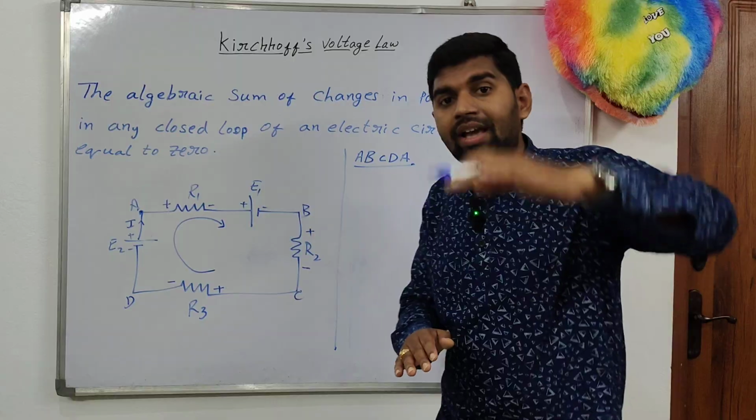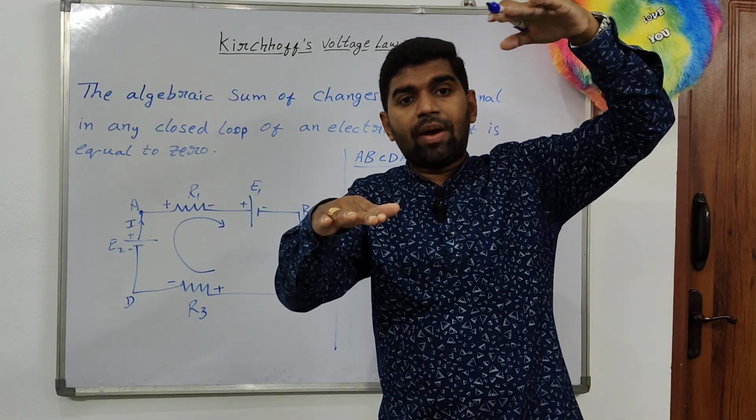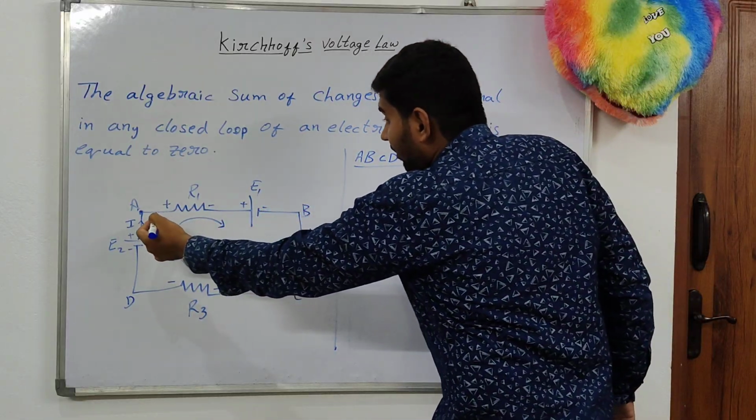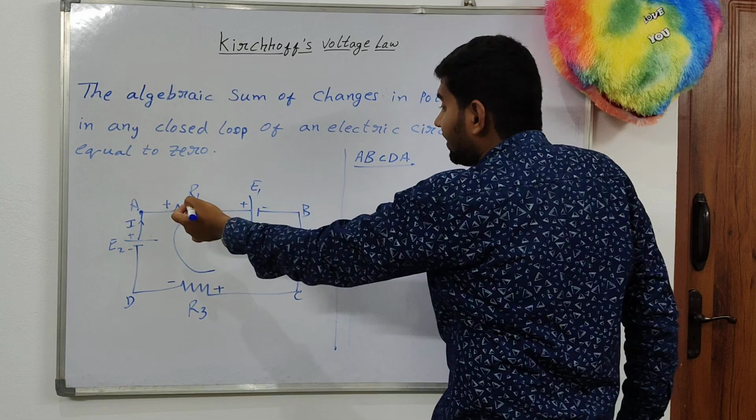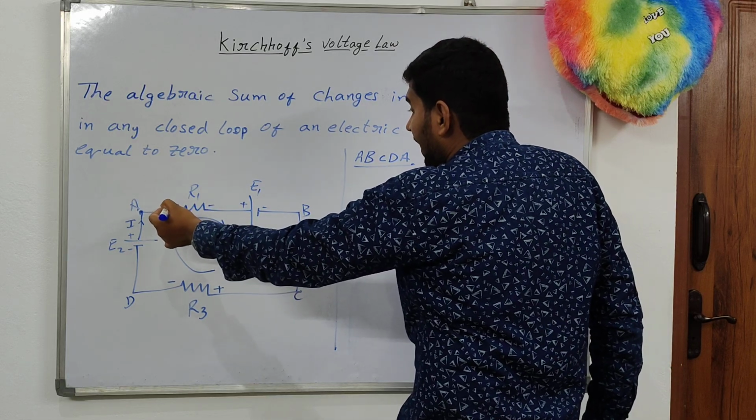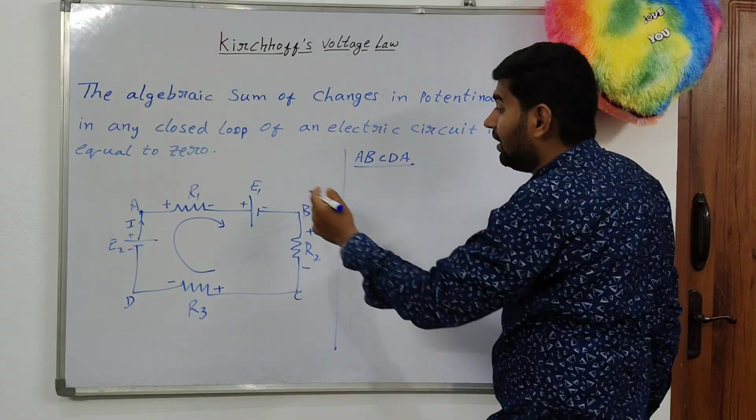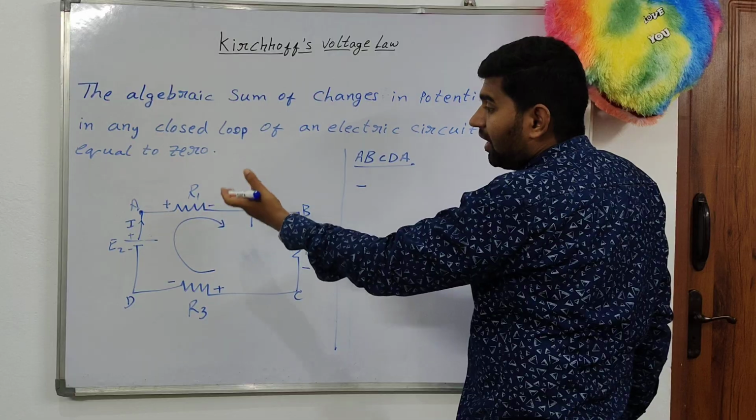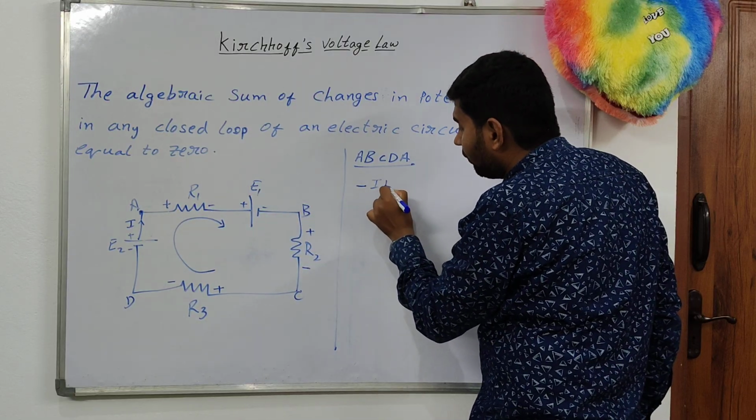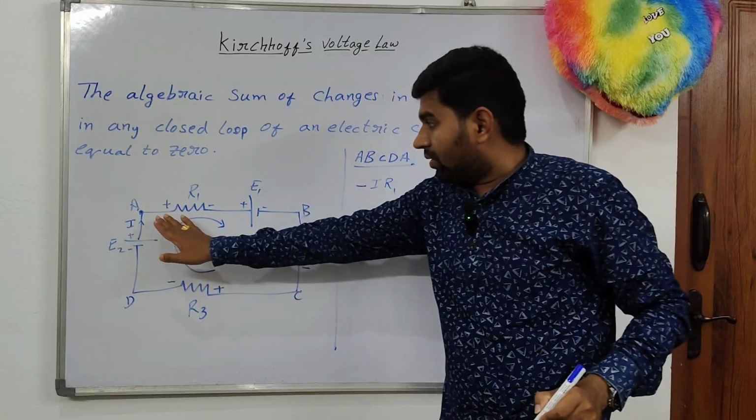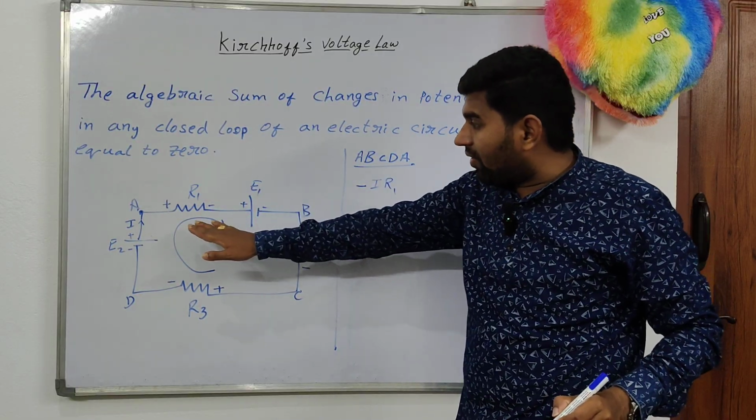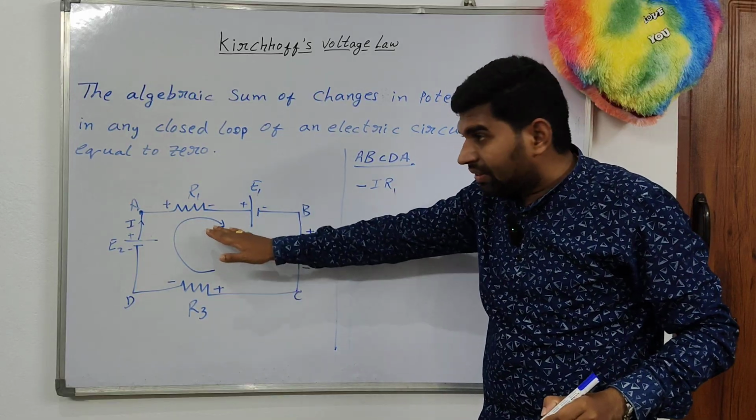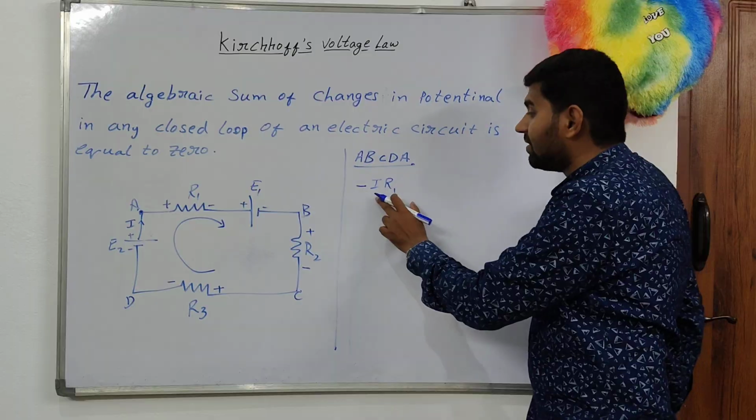Higher to lower means this is the higher potential and this is the lower potential. If you move from higher to lower, there is a potential drop. If you are moving through the resistor R1, with the traversing direction and current both in the same direction, going from higher to lower, there is a drop in potential, so it becomes negative. What is the potential difference? According to Ohm's law, V is equal to I into R1. We are traveling from higher potential to lower potential in the traversing direction, so there is a potential drop and it becomes minus I R1.